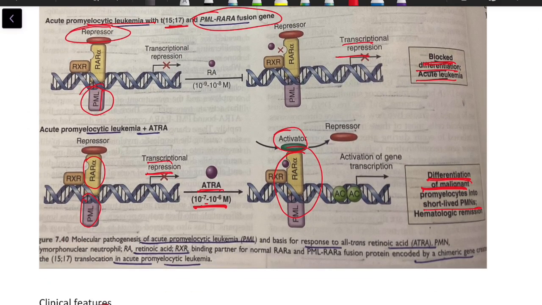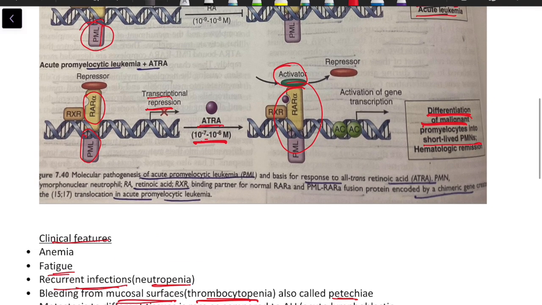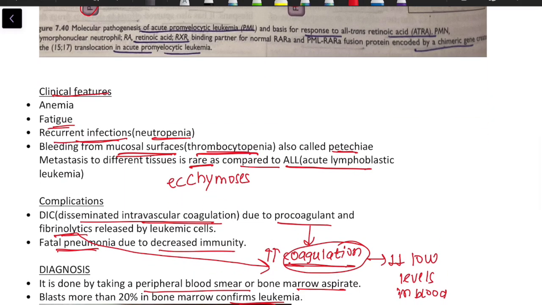So that is why this leukemia is very important for us to study, because it is easily curable, and we see a very unique kind of chromosomal translocation in this M3 leukemia. So yes, this was the treatment of acute promyelocytic leukemia, all-trans retinoic acid.